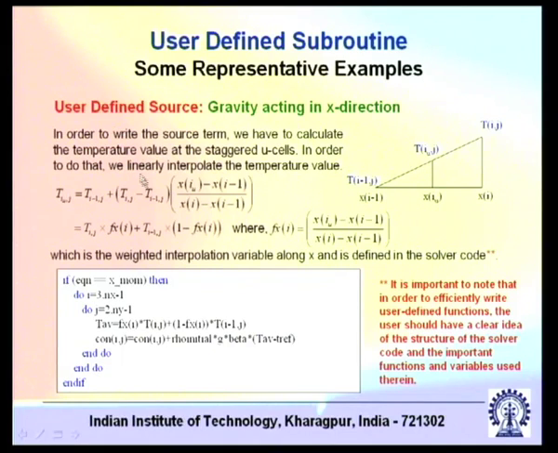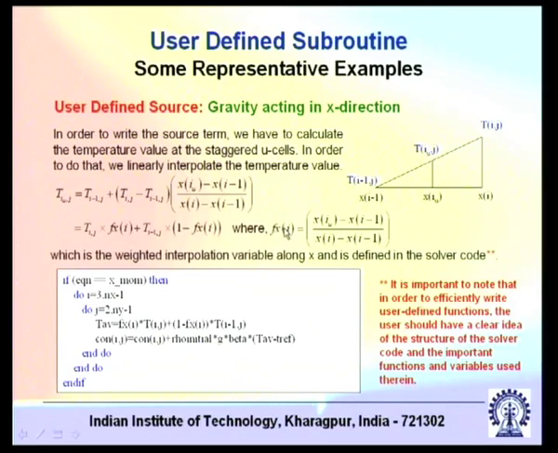So for example, we can linearly interpolate the temperature. That is what we are schematically showing here. You have x_{i-1}, x_i, and we require to interpolate at x_i^u, that is the staggered location, and we require to find out what is T_{i^u,j}. For that we are using this linear interpolation formula, in which we use a term fx, which is (x_i^u minus x_{i-1}) by (x_i minus x_{i-1}).